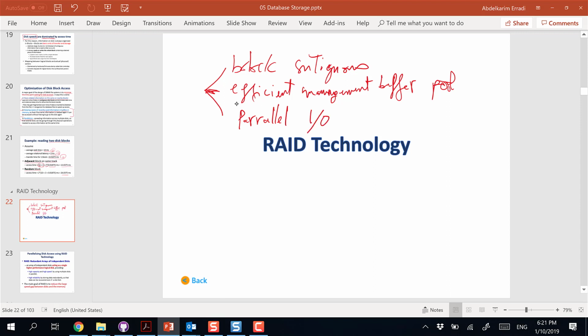So for parallel read and write, this is where RAID technology comes in. So those of you familiar with it, please contribute, because for me, I never worked with it. But in database, you cannot talk about database storage without at least being aware of such technology.